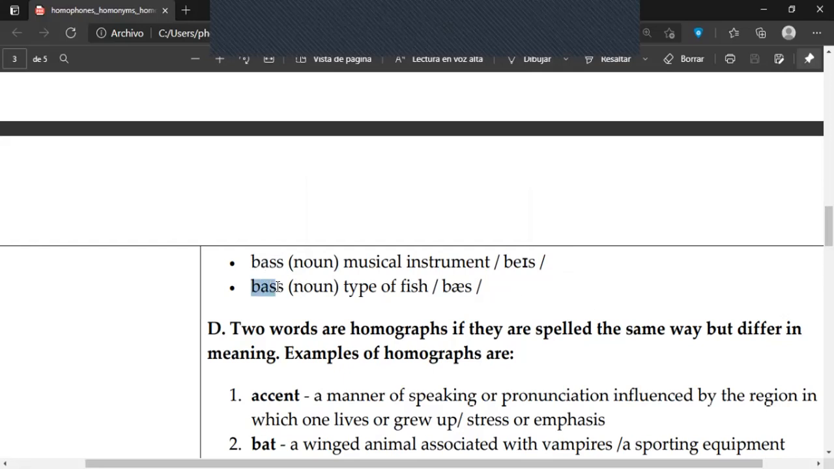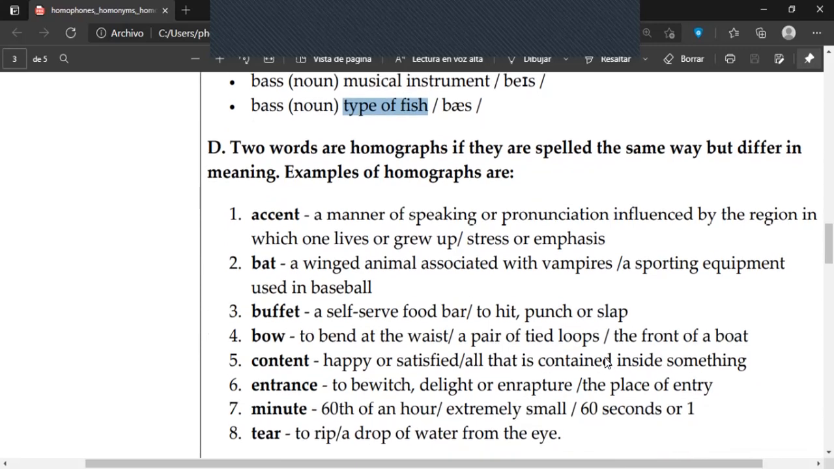And also the same spelling has another pronunciation, but it's not quite the same word. Bass. And when I say bass, it's not a musical instrument anymore. I'm talking about something totally different. It's a type of fish. People say that this is a very tasty fish.